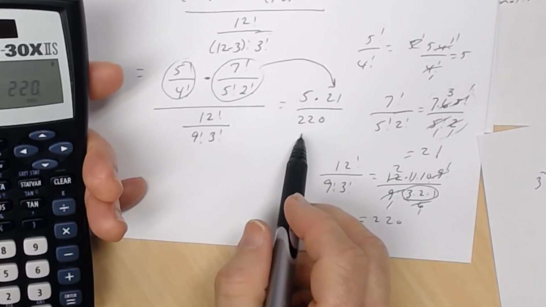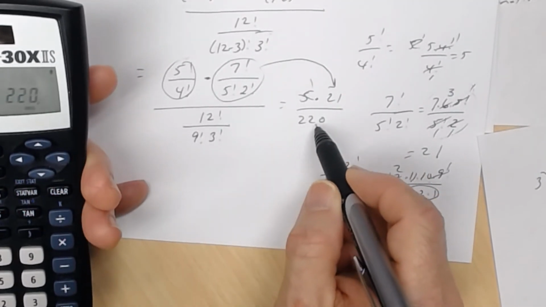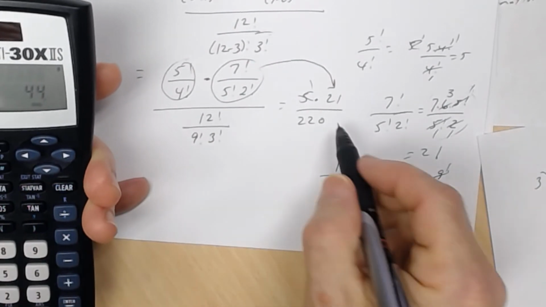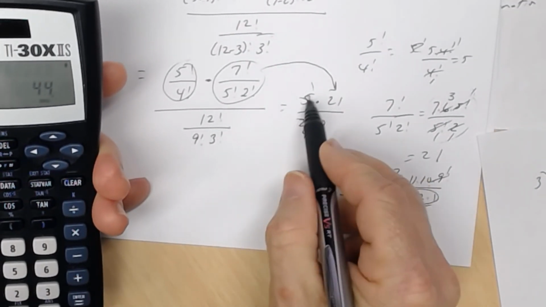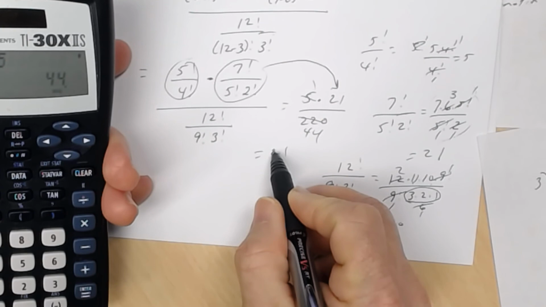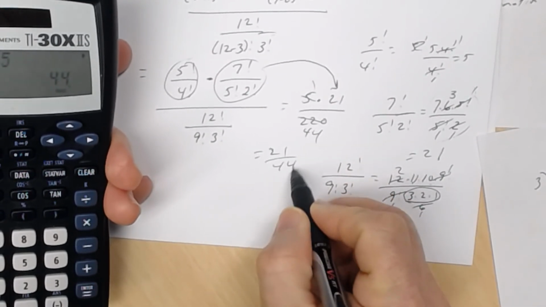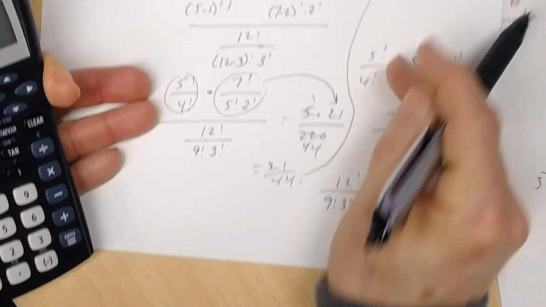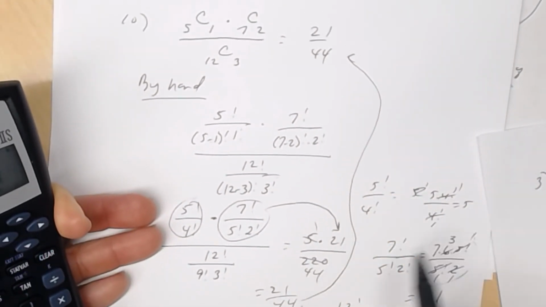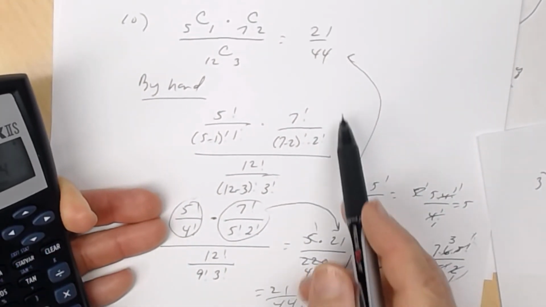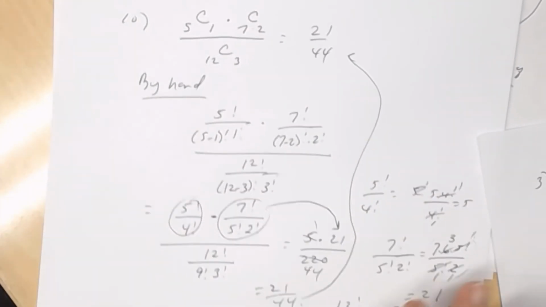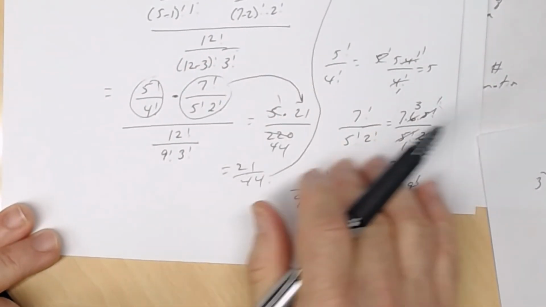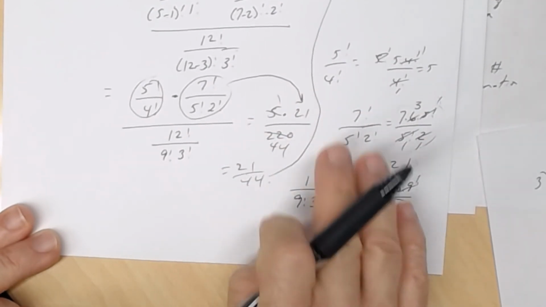And then if we reduce the 5 and the 220, 220 divided by 5, you get 44. And so 1 times 21 is 21, and then 44, and that is what this was. Okay, so 21 over 44 is this. All right, so that's a lot of work to get to. See how much work this is? It's a lot of work.